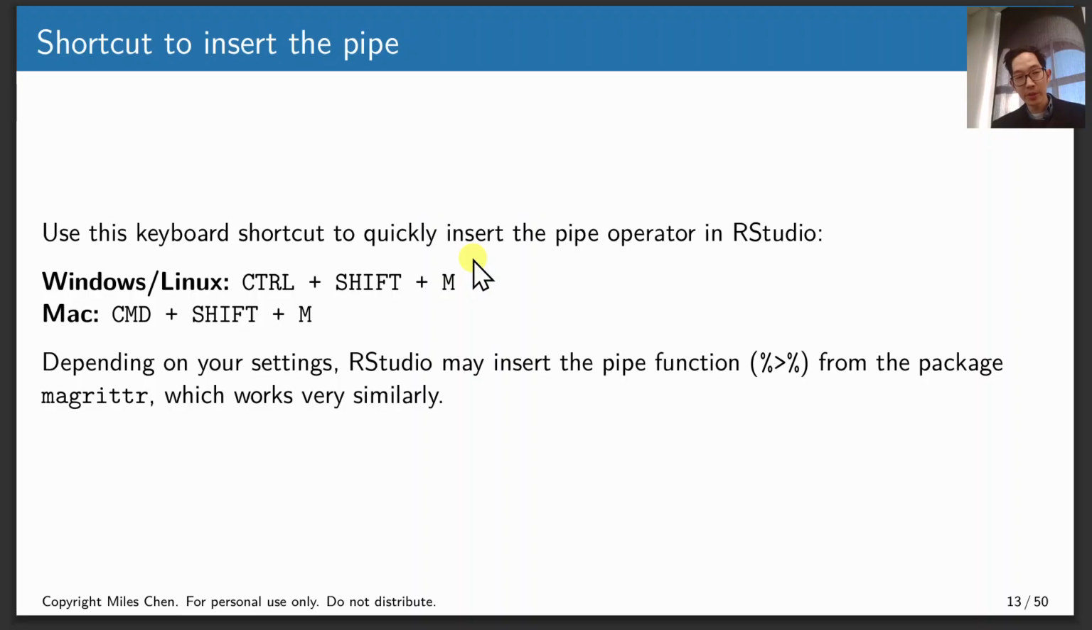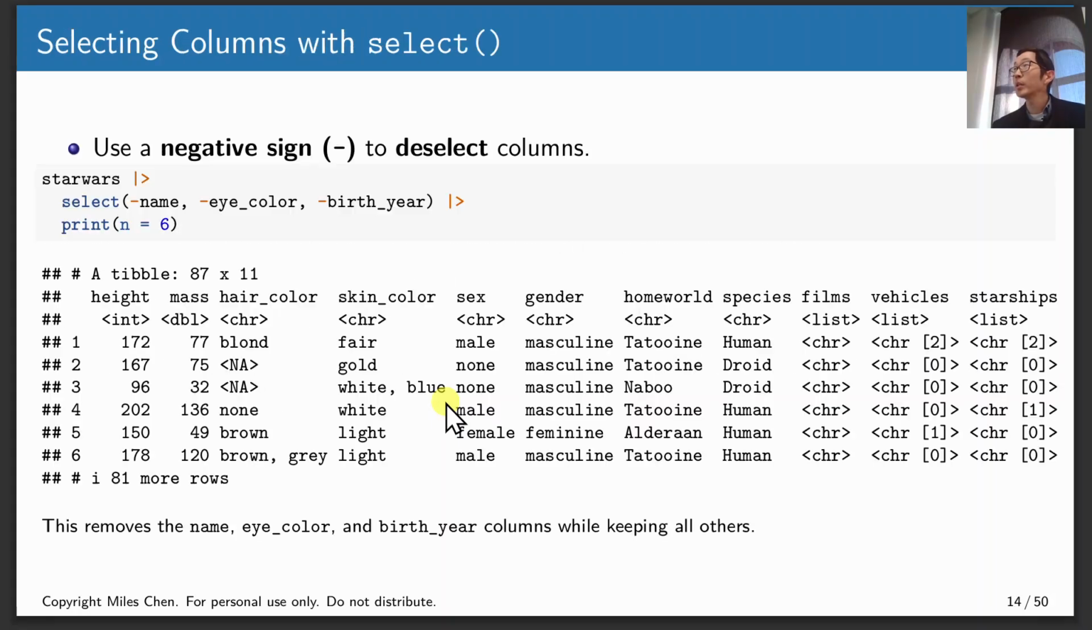So we can select columns just by naming them. You can also put a negative sign in front of a column, and that will deselect it. So I could say Star Wars select everything but the name, eye color, and birth year. And we get the other columns: height, mass, hair color, skin color, sex, gender, homeworld, species, films, vehicles, and starships, and what they look like. The droids, like C-3PO and R2-D2, are sexless. They don't have a sex, but they are gendered, and so their gender appears here as masculine.